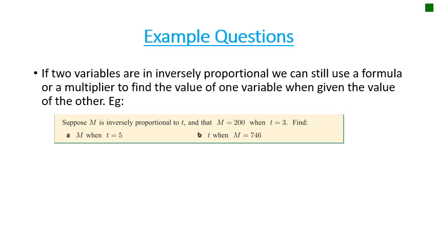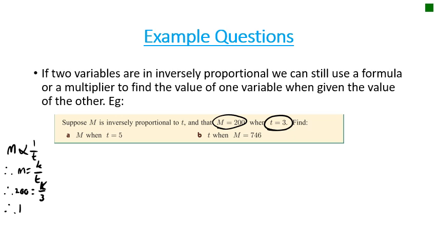So here's another example question, and just like in direct proportion, we can still use a formula or a multiplier. I'll show you the formula first for question A, and then I'll show you the multiplier. If we're going to use a formula, we can say that m is proportional to 1 over t, therefore m equals k over t, and I can substitute my m value and my t value in, and go, therefore 200 must equal k over 3, and therefore k must equal 600.